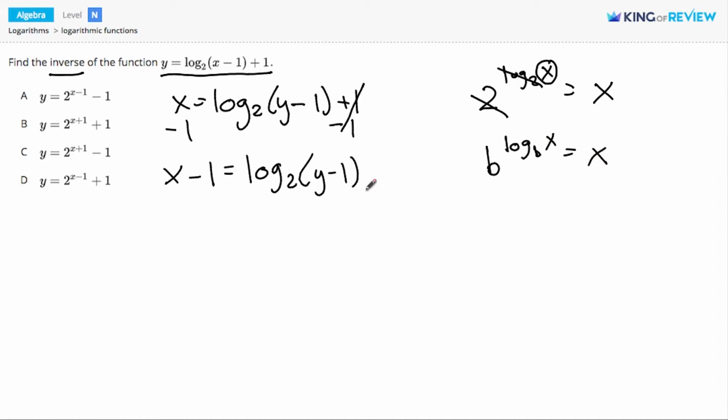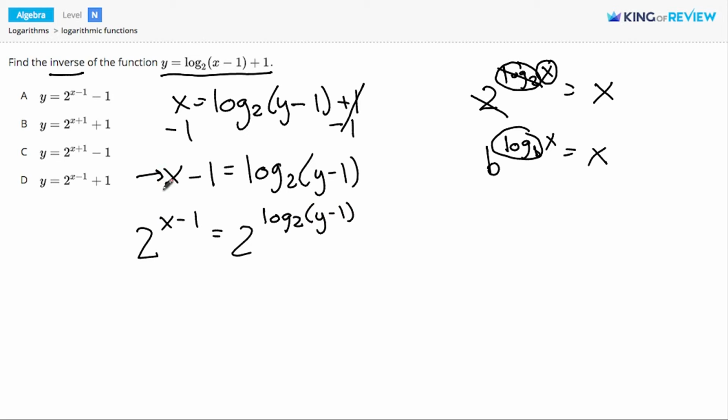So if we want to get rid of this log, we need to put this log in an exponent, like I have these logs in exponents over here on the right, which means we need to take the number 2 and raise it to the power of both sides of this equation. So now we have 2 to the power x minus 1, what was on the left, equals 2 to the power log base 2 of y minus 1, which we had on the right.